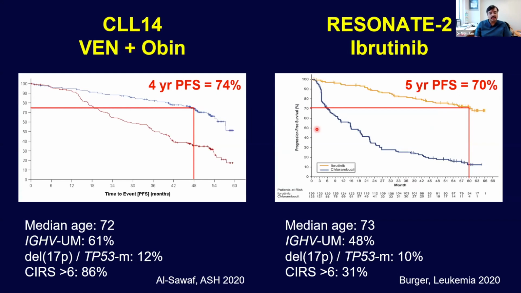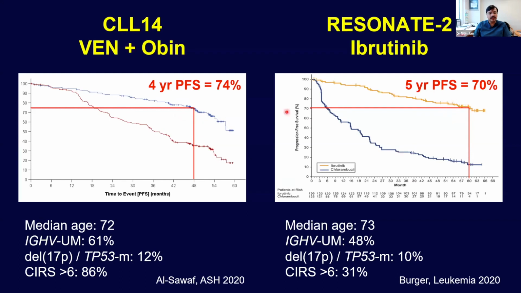So one of the things which comes up for discussion in the clinic all the time is that, at least in the United States, and I think the same thing in some sense applies to India, if you look at the targeted therapies, we have Ibrutinib, we have acalabrutinib, and we have venetoclax plus obinutuzumab. So which is the best option for a particular patient? Here, I'm just comparing the efficacy for the two trials, the RESONATE-2 study, which is the Ibrutinib, and the CLL14 study, which is the ven obinutuzumab.